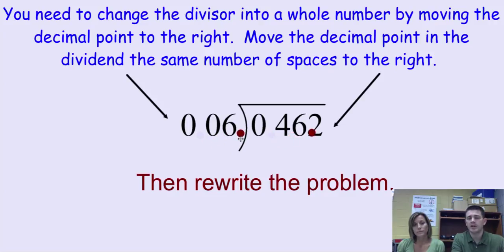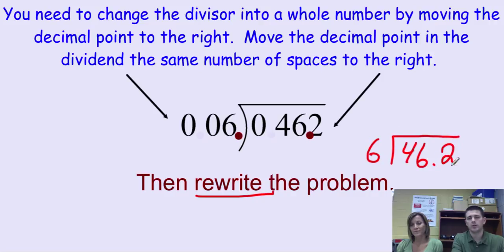So I'm going to slide my decimal to the right until it becomes a whole number, which is the same thing as multiplying by 100. But whatever you do to the number in front, your divisor, you have to do the same thing to your dividend. So here I moved it over 2 spots in one of them. I did the same thing for my other one. And then most importantly, rewrite the problem when you're done. So this became 6 divided into 46.2. Now that we've rewritten it, that's where we would slide our decimal into our answer and continue with the problem. This one we're not going to divide out quite yet.